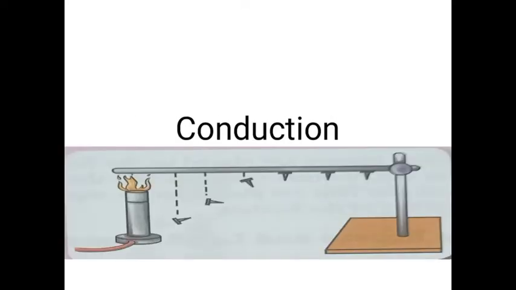Transfer of heat can take place through three ways: conduction, convection, and radiation. First of all, we will study about conduction. Conduction is the process by which heat is transferred from one molecule to the adjacent molecules of a substance. It happens from one end to the other end of the material without the movement of the molecules from their position.